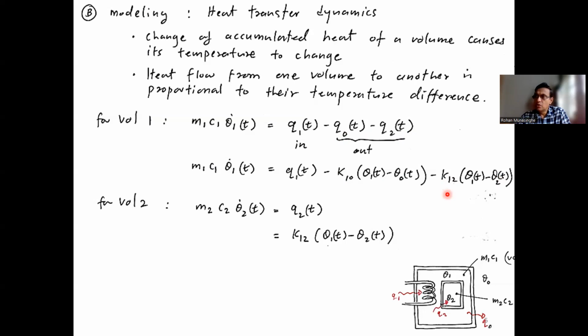The second equation is for volume 2, and the rate of change of heat in that volume is M2C2 theta 2 dot, which is equal to Q2. Whatever heat volume 1 loses goes to volume 2 in this Q2 term. So it comes over here. So it is K12 times theta 1 minus theta 2.